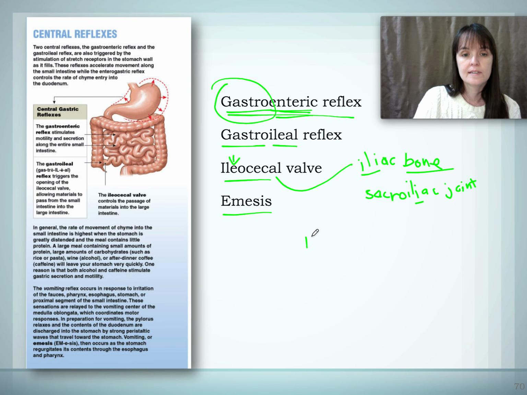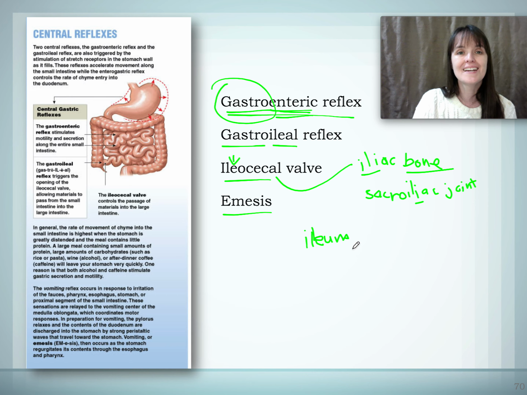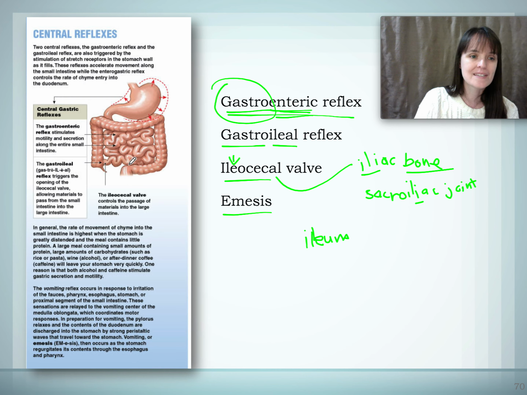ILE is the ileum, not the ilium. So iliac with an I is the bone, ILI is a bone, ILE has to do with the intestines. The ileum is the last part of the small intestine, and the cecum is the first little pouch in the ascending colon of the large intestine. So ileum with an E means intestines.